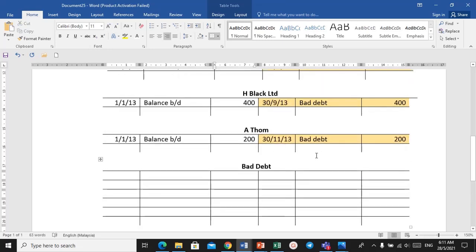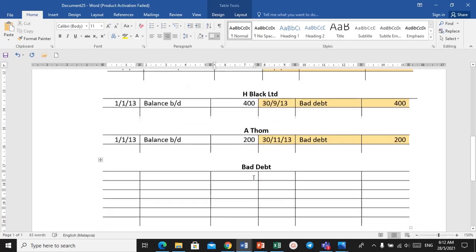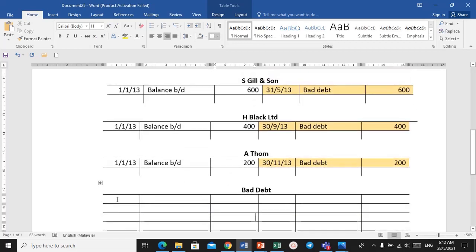Okay, so this is the bad debt account. What you need to do is the debit entry from the previous 3 accounts. So when you have SGIL and Sun credit, it means that in the bad debt account you need to have it debit. Okay, double entry system.